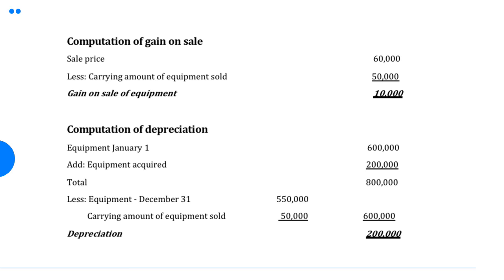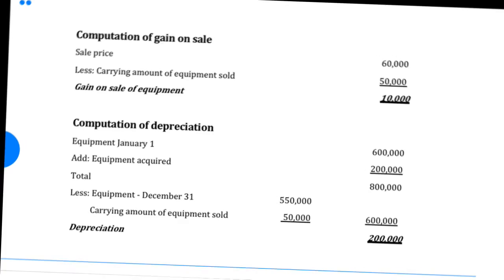Computation of gain on sale. Sales price 60,000 less carrying amount of equipment sold 50,000. Gain on sale of equipment 10,000. Add equipment acquired 200,000, total of 800,000. Less equipment December 31, 550,000. Carrying amount of equipment sold 50,000 with a total of 600,000. The total amount for depreciation is 200,000.